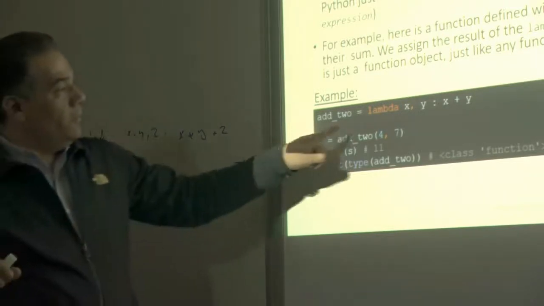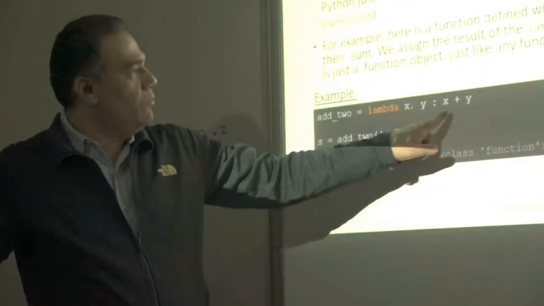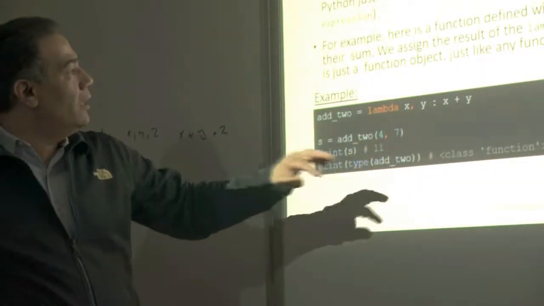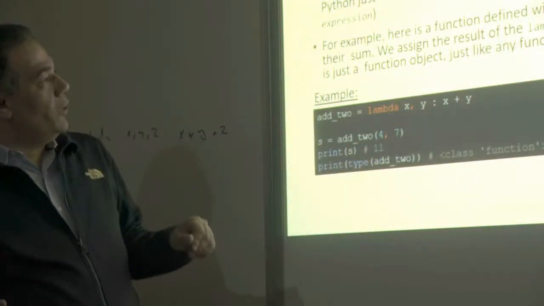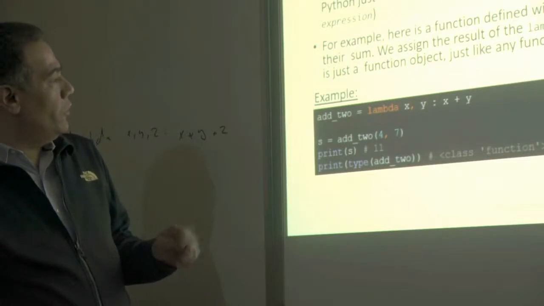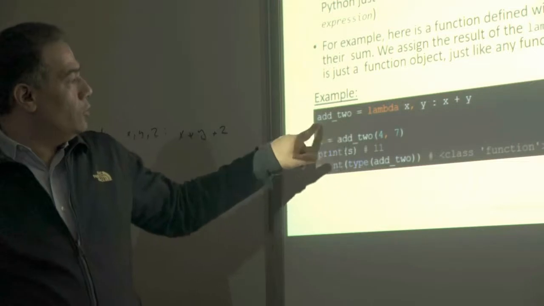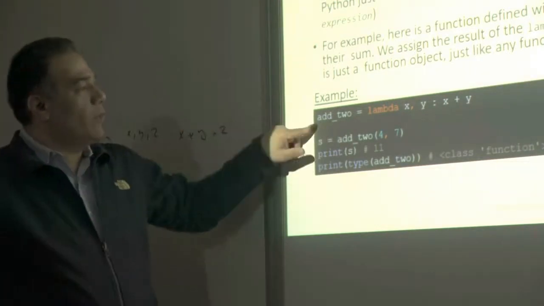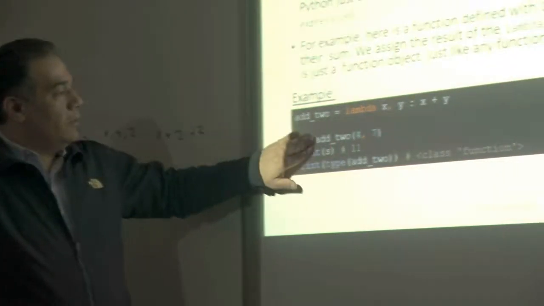So in here, for example, I'm calculating the square, whatever parameter, okay? So this is add 2, or add 2 numbers, right? So now add 2.